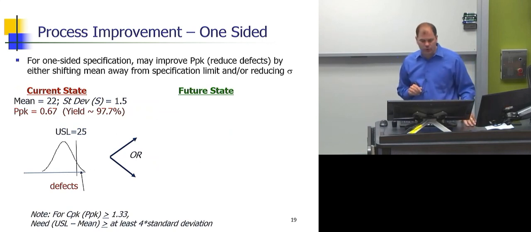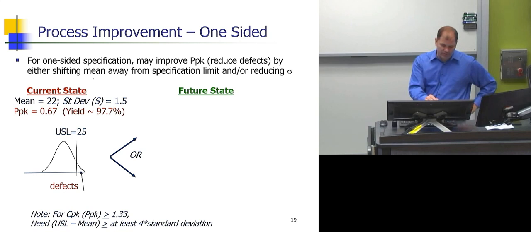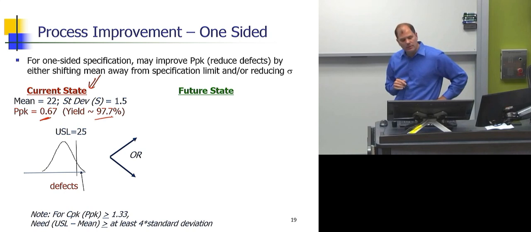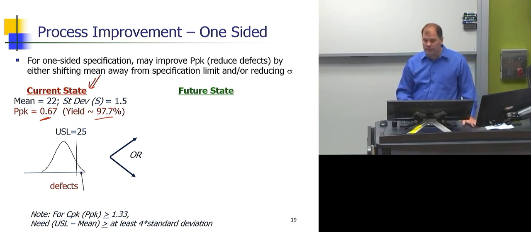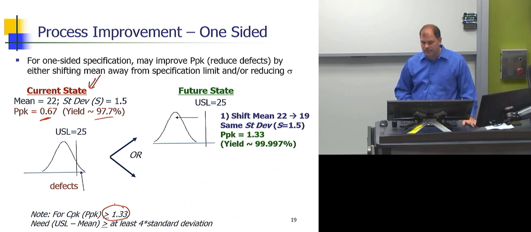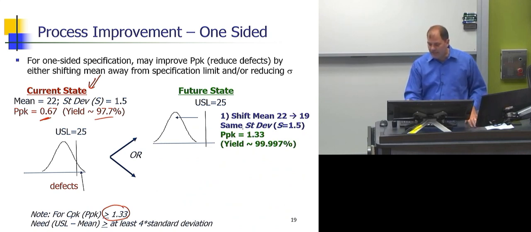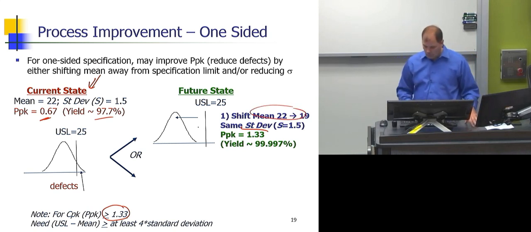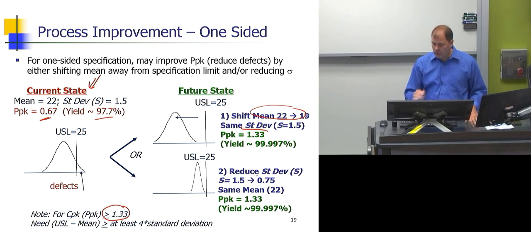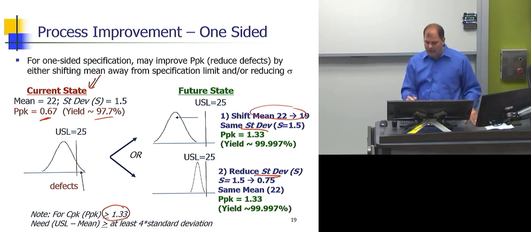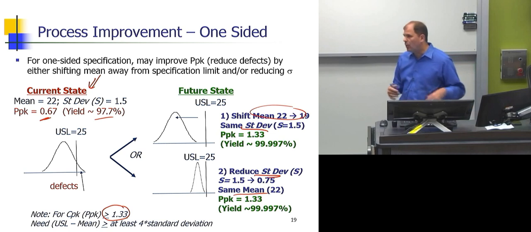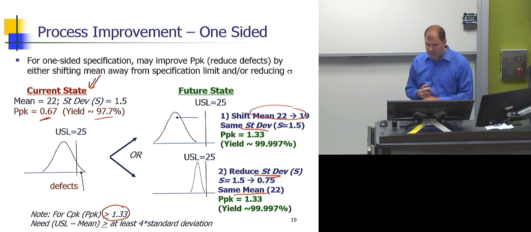Now, one-sided improvement's a little trickier. If this is your current state, and you currently have a PPK of 0.67, which, by the way, is equivalent to a yield of 97.7, and you want to get to a 1.33, you've got really two options. You can try to keep the same standard deviation and shift the mean, or you can try to reduce the standard deviation and leave the mean where it's at. Both of these would be options.